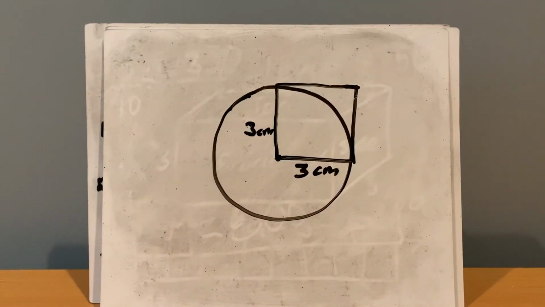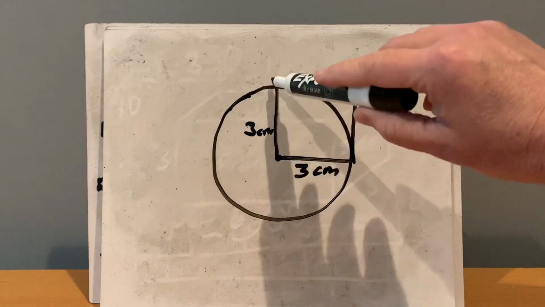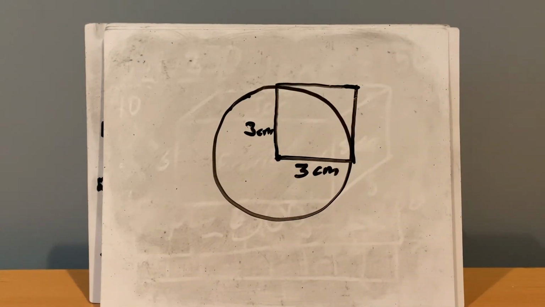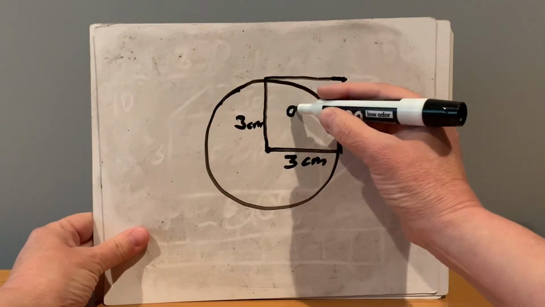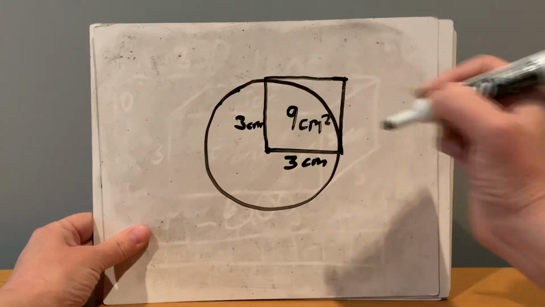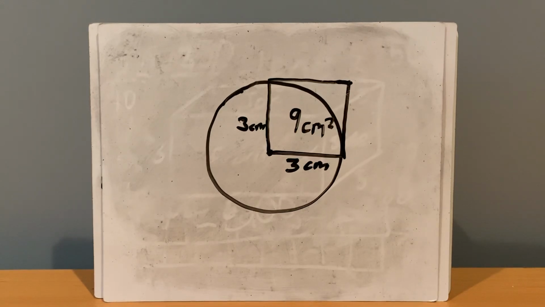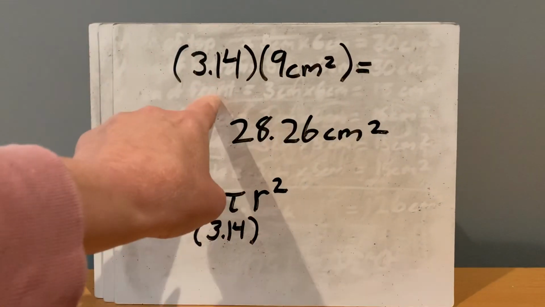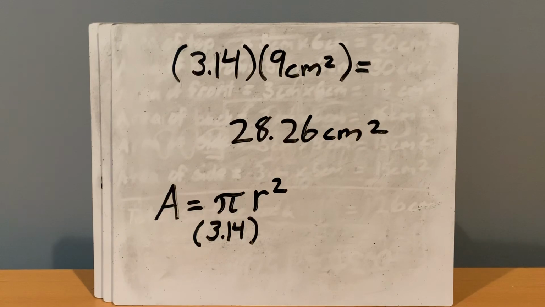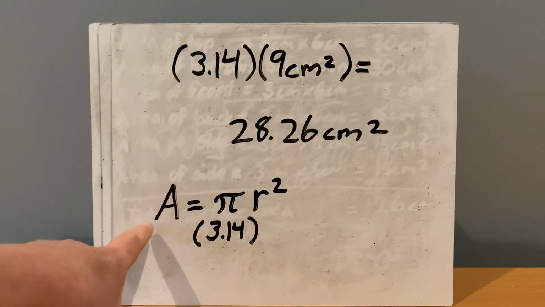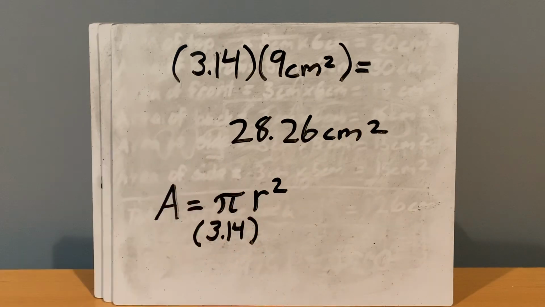But first, we have the circle. On the radius, we've drawn a square. The area of that square is going to be 9 square centimeters. Now, once we found the area of that square, then we can find the area of the circle. So we will use 3.14 times 9 square centimeters, and we find that the area of the circle equals 28.26 square centimeters. So the area of a circle is pi times radius squared. And again, right now, I want you to use 3.14 for pi.